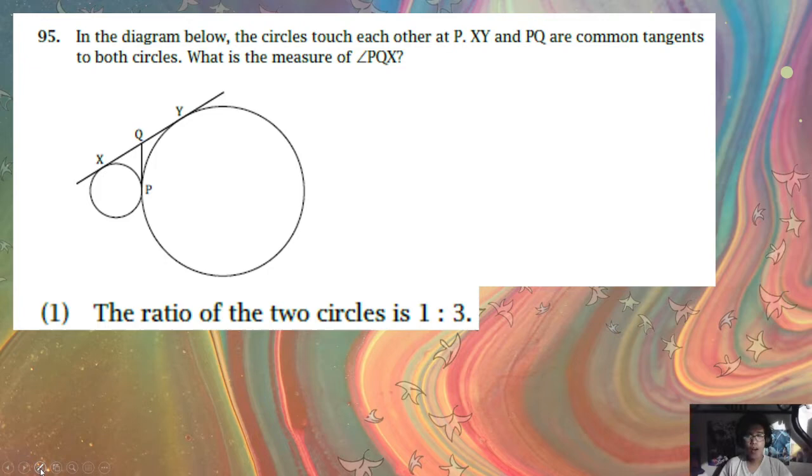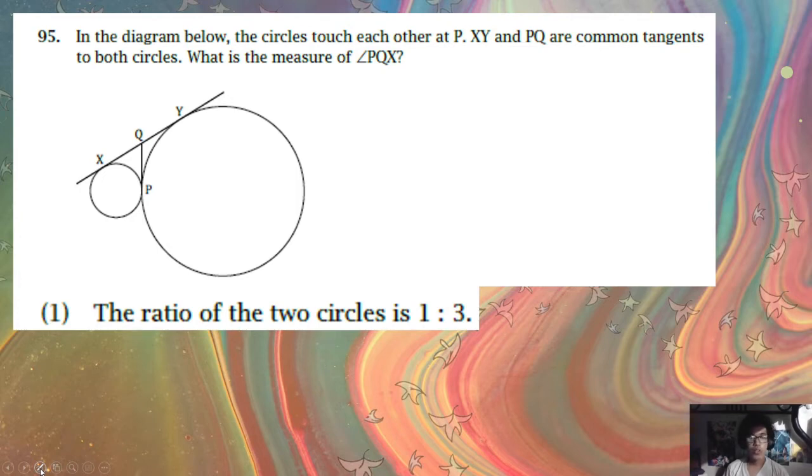So we're still on the fourth quarter. We're still on our lessons for the fourth quarter, but this time we're on a new lesson. This is going to be our lesson on chords, secants, and tangents of circles. This is going to be the first of those videos.